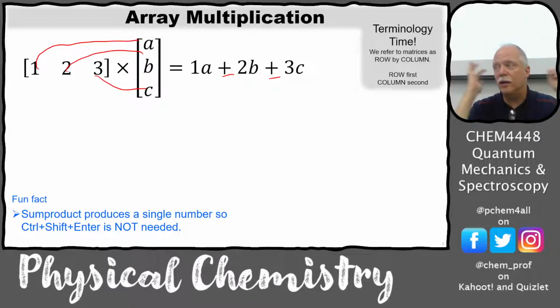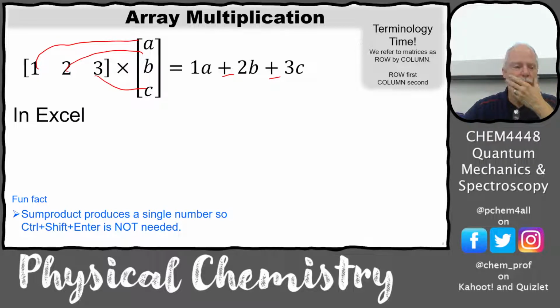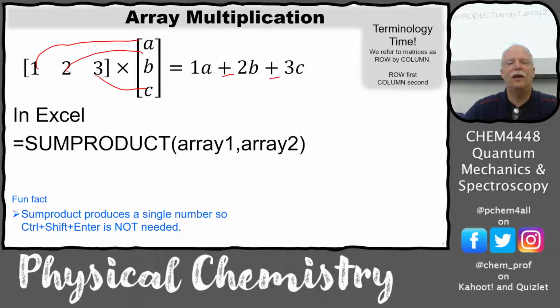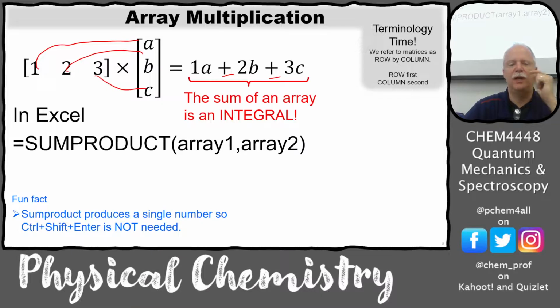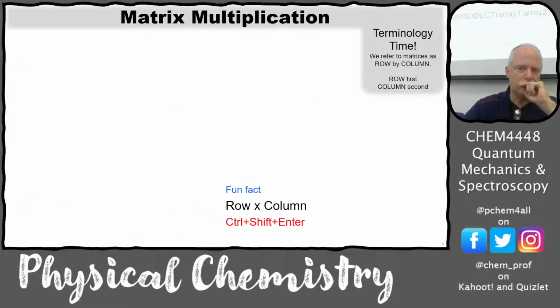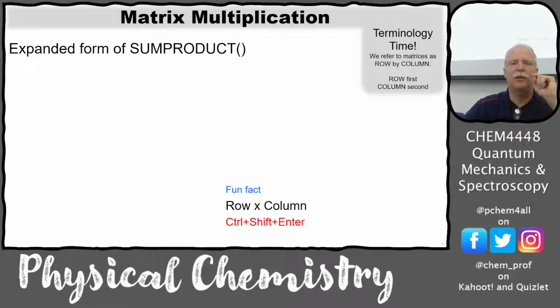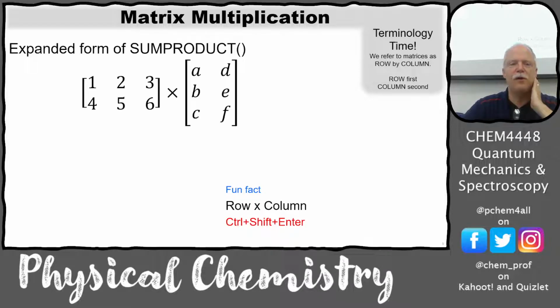It's also sum product. So what we did with sum product, we could do with array multiplication. In Excel, sum product array 1 and array 2. So we could select those and hit enter, or we could also use MMULT. So this is matrix multiplication. It's just an expanded form of the sum product function. So if we have this 2 by 3 matrix and multiply it by this 3 by 2 matrix, this is what we end up with.